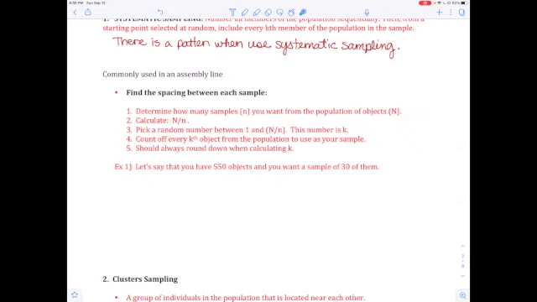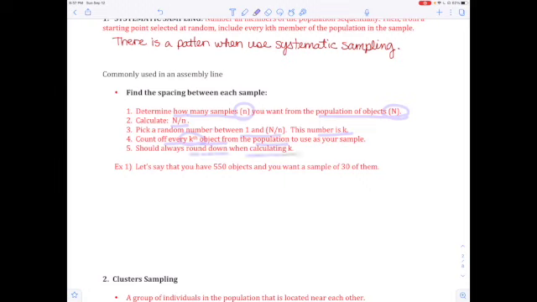Next, we are going to find the spacing between each product that is pulled. So find the spacing between each sample. Number 1, determine how many samples you want. We're going to use a little n. You want that from the population of objects, which is going to be the big N. Then we're going to do big N divided by little n, which means the population divided by how many samples you want. Then you are going to pick a random number between 1 and that result, and the number is k. That's the spacing. Count every kth object off from the population using your sample. Number 5, you should always round down when calculating k.